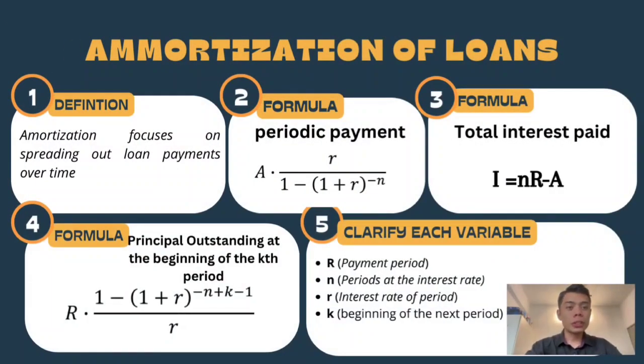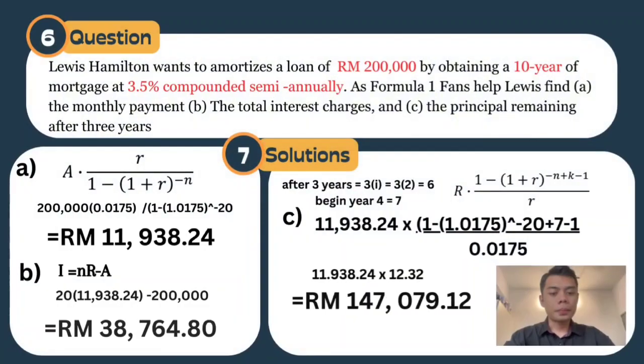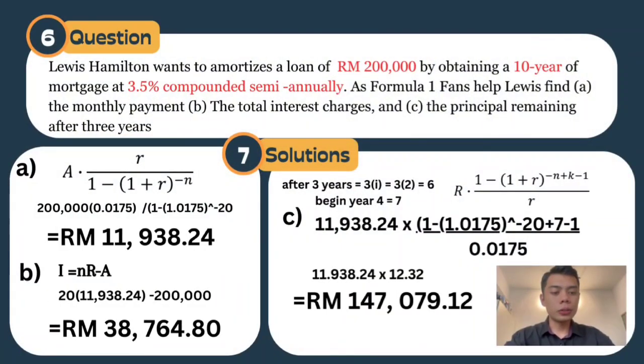Assalamualaikum. I will continue this presentation on amortization of loans. Amortization focuses on spreading out loan payments over time. There will be 3 formulas in this part. First, the periodic payment. Second is the total interest paid, and the last one is the principal outstanding at the beginning of the period. Question: Lewis Hamilton wants to amortize a loan of 200,000 by obtaining a 10-year mortgage at 3.5% compounded semi-annually. As Formula 1 fans, help Lewis find the monthly payment, second, the total interest charge, and the last one, the principal remaining after 3 years.